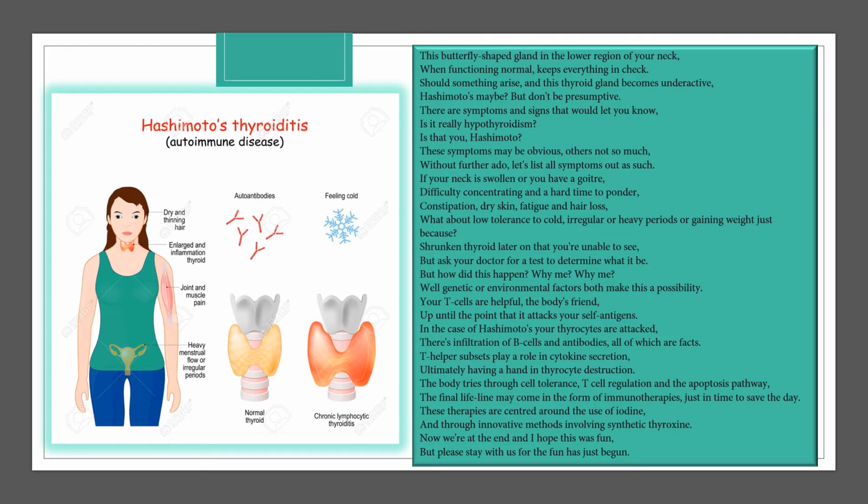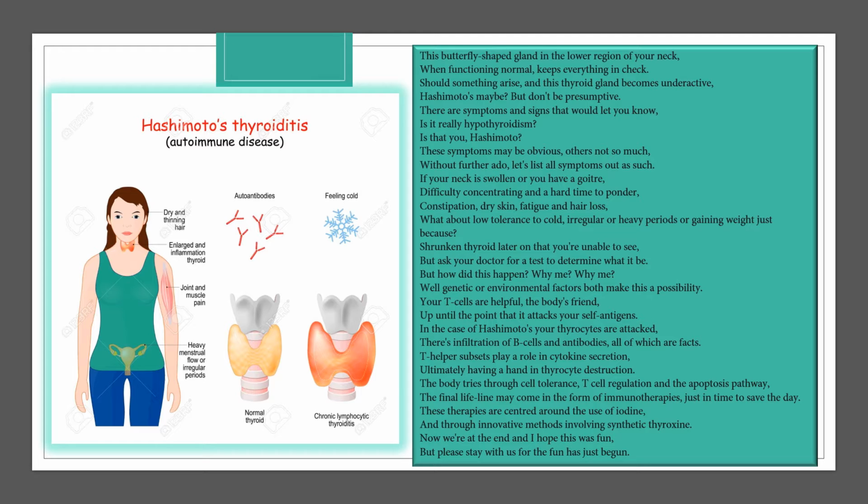If your neck is swollen or you have a goiter, difficulty concentrating and a hard time to ponder, constipation, dry skin, fatigue and hair loss, what about low tolerance to cold, irregular or heavy periods, or gaining weight just because? Shrunken thyroid later on that you're unable to see, but ask your doctor for a test to determine what it may be. But how did this happen?